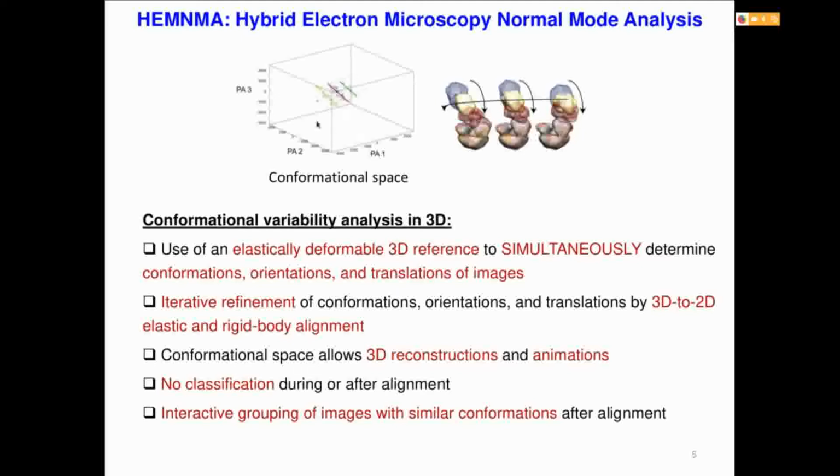And inside of this space, you can analyze the distribution of points, which means each point is an image, and then perform some 3D reconstructions and obtain some molecular movies, animations of the motion of the complex. So in the methodology, we don't use classification during or after alignment. We instead use an interactive grouping of images with similar conformations after the alignment.